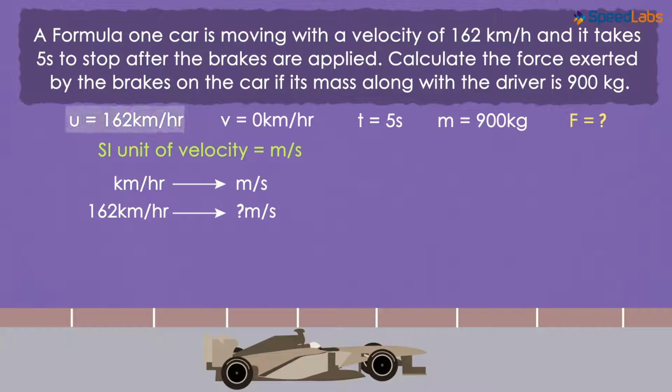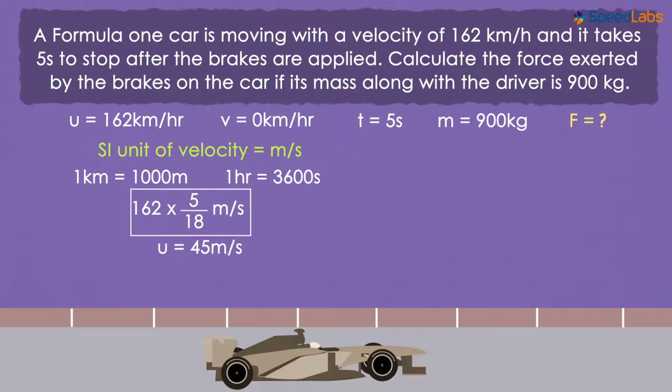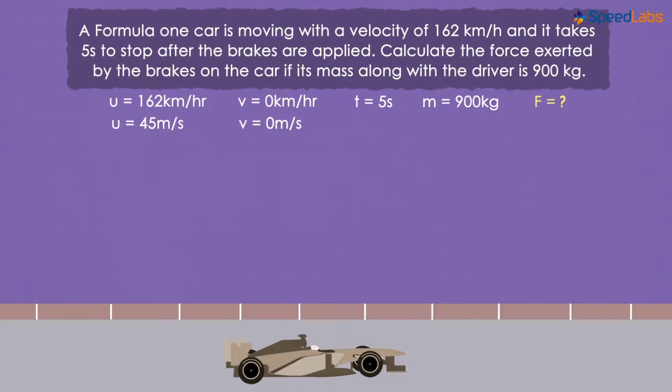Okay, so we have 162 kilometers per hour. As 1 kilometer is 1000 meters and 1 hour is 3600 seconds, we write this as 162 times 1000 over 3600 meters per second. This ratio of 1000 over 3600 can also be reduced to 5 over 18. Solving this will give us the initial velocity as 45 meters per second. And the final velocity v is 0 meters per second. The mass is in kilograms and the time is in seconds. Both standard units. Now we're ready to begin.